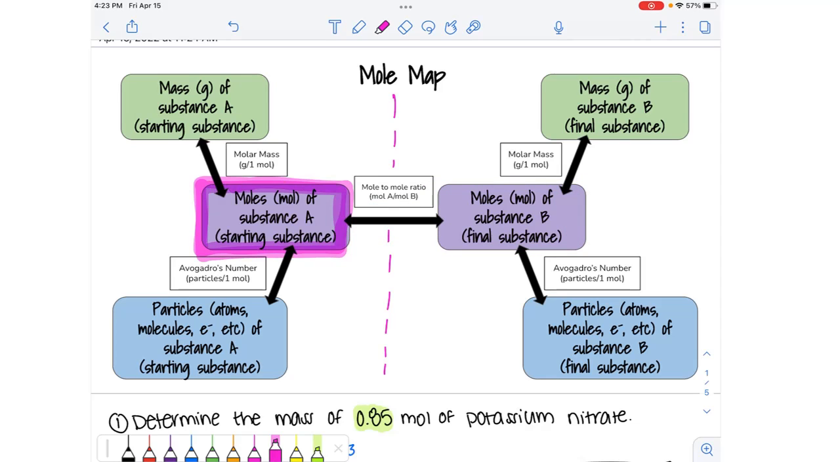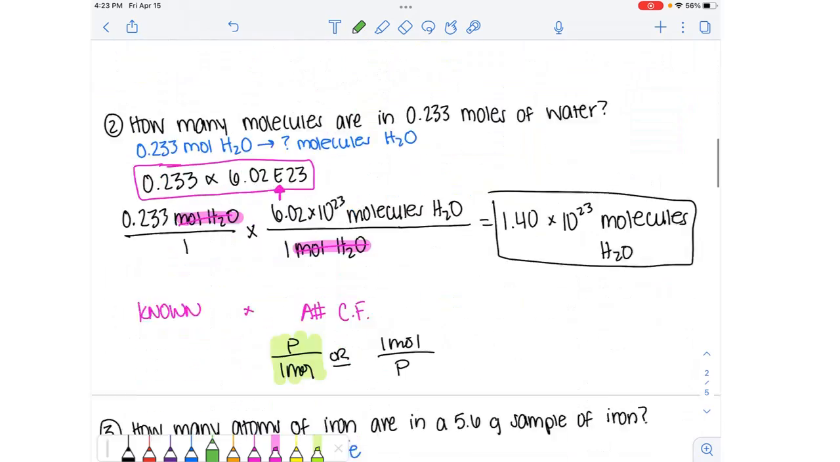Now I need to get to mass of a different substance. So I have to first convert to my different substance using the mole to mole ratio. Then I can climb this arrow to get up to mass of that different substance. So my first conversion factor that I need is the mole to mole ratio. The second conversion factor that I need is the molar mass.